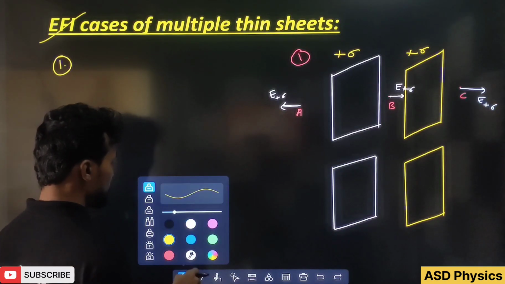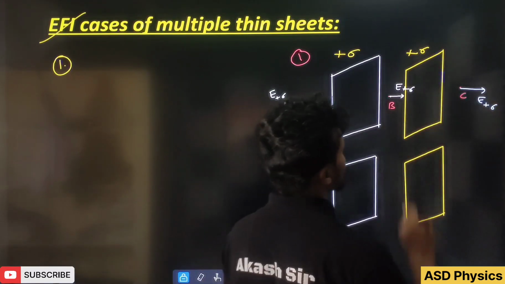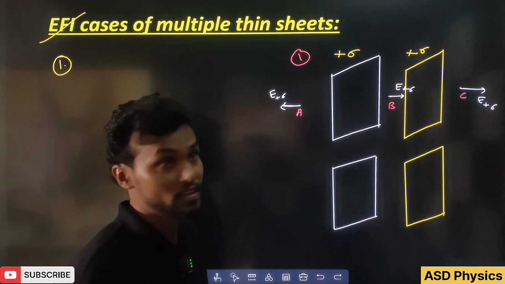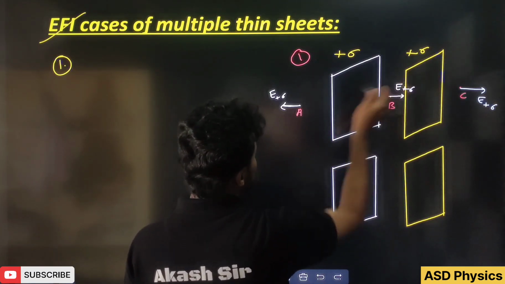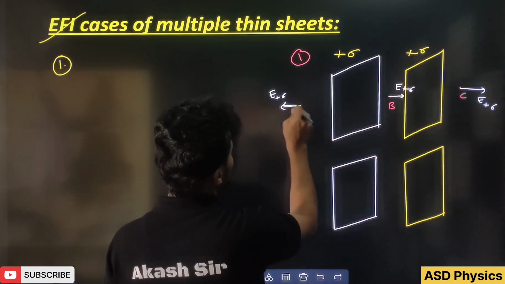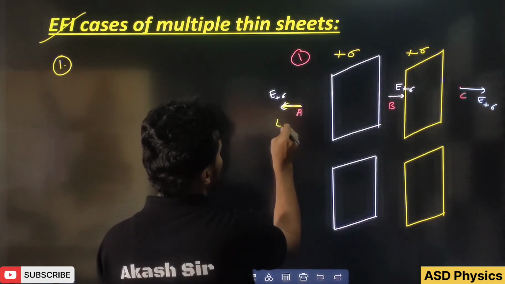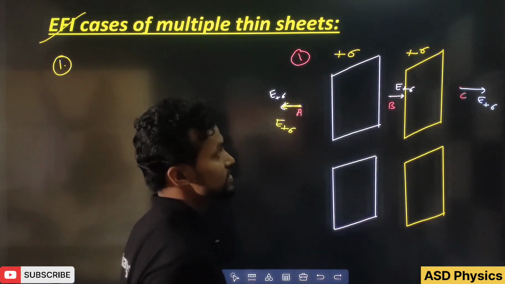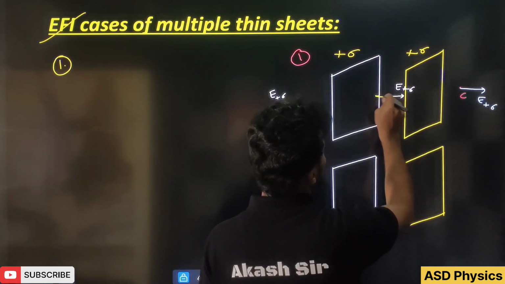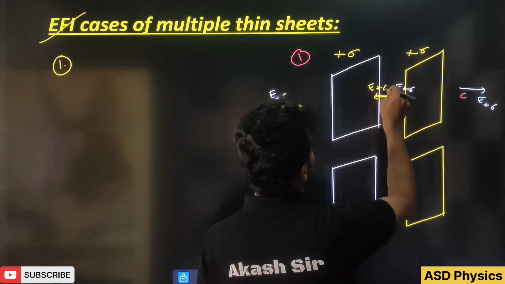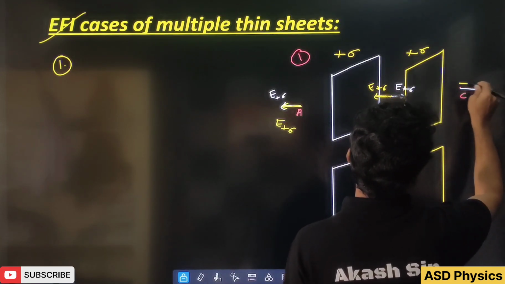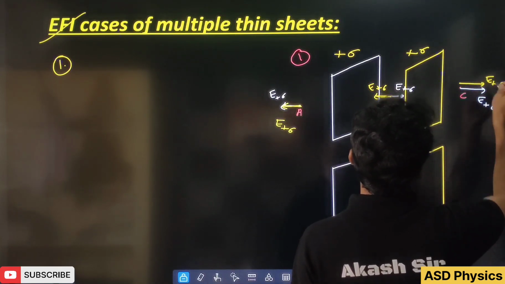Similarly, if I do it for the yellow color sheet, here also the electric field is in which direction? Away, since this is the positive charge. At point A, the field is away in this direction, so I can write E plus sigma. Similarly, here also the electric field is away, E plus sigma, and here also the electric field is away, E plus sigma.